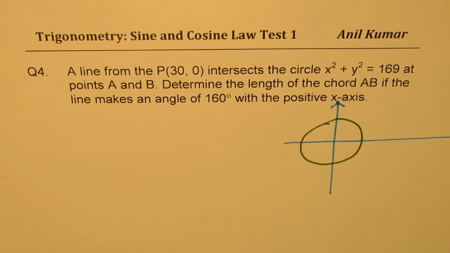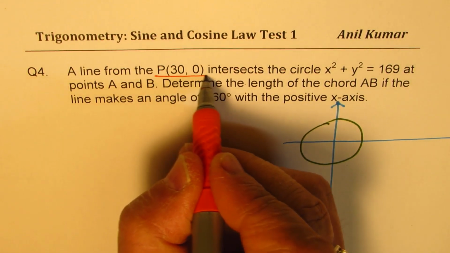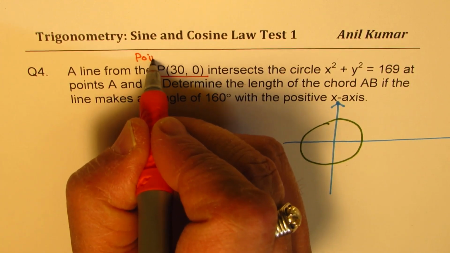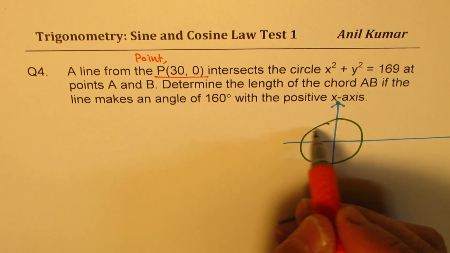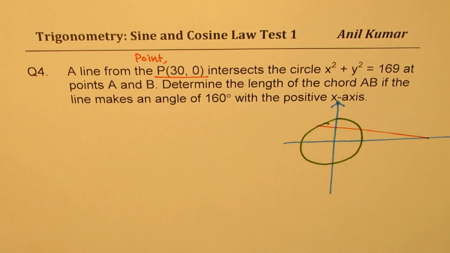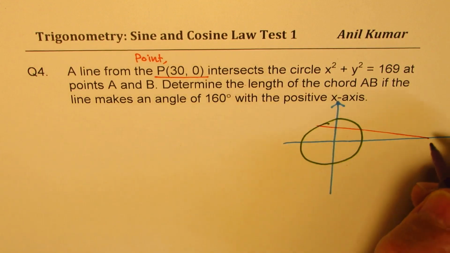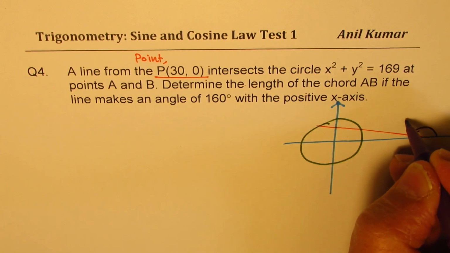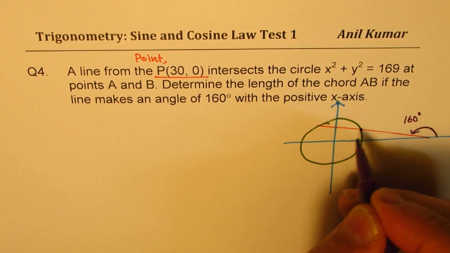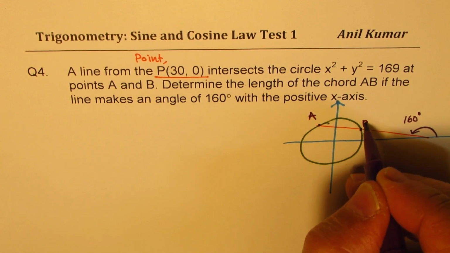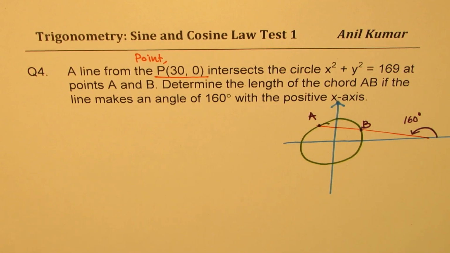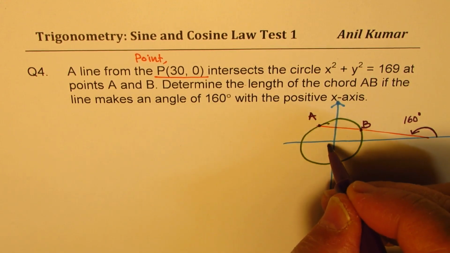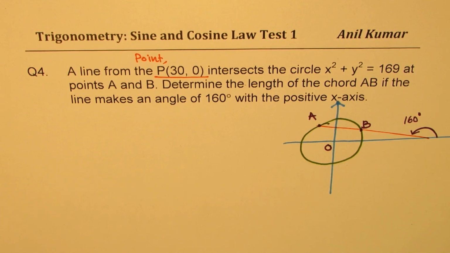Now what we have here is another point on the x-axis. That 30 means a point on the x-axis, right? So from the point P, which is 30, we'll draw a line, and this line is at an angle of 160 degrees. So this angle here is 160 degrees. Is it clear? And these 2 points are the points A and B. So now I hope the question is absolutely clear. You can actually solve the question and then look into my suggestions. Perfect? Okay. Here is how we are going to solve.